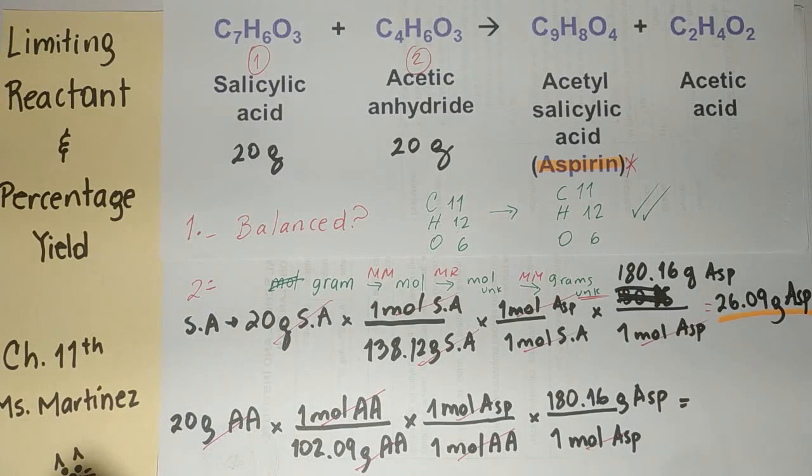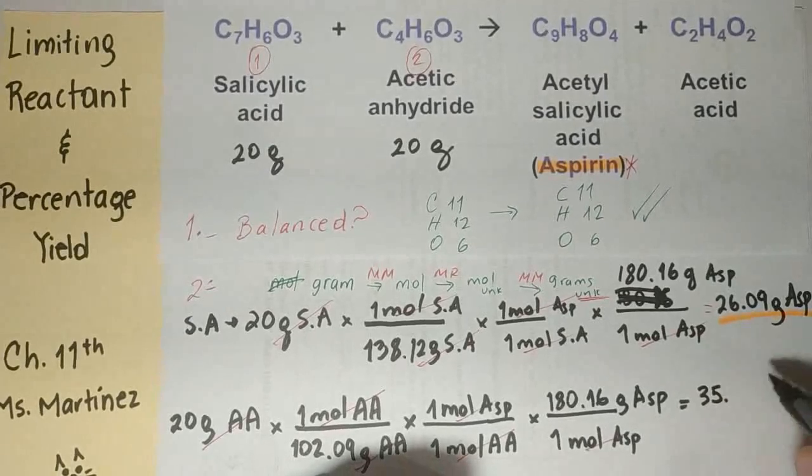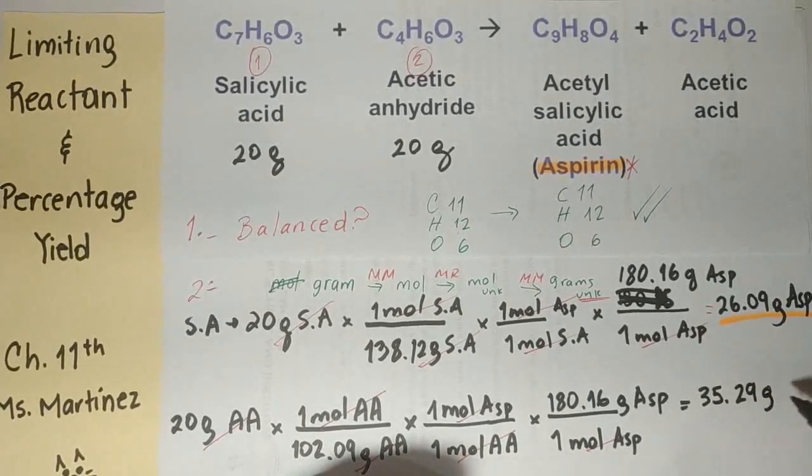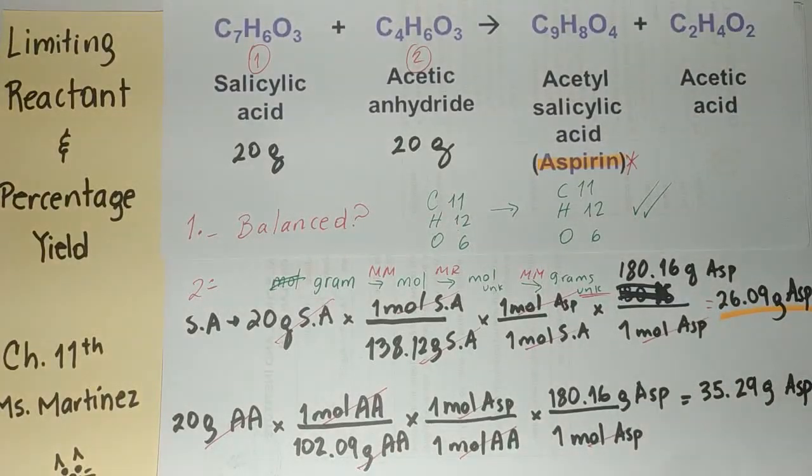20 times 180.16 divided by 102.09. Everything in the top will be multiplied, everything in the bottom will be divided. So the answer is 35.29 grams of aspirin.